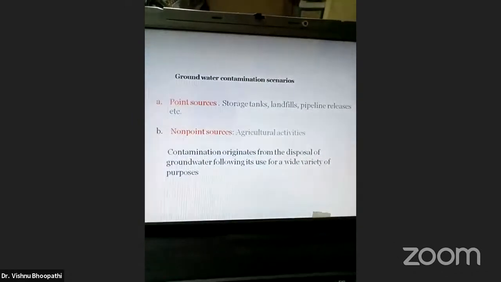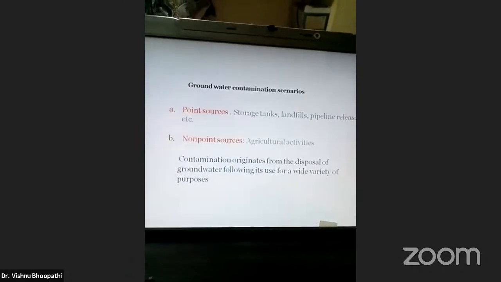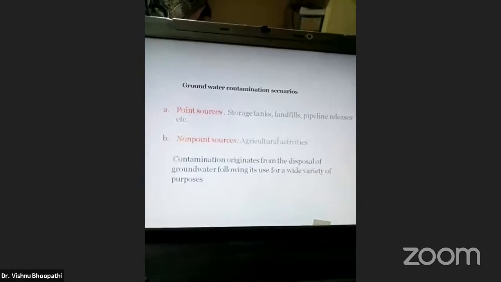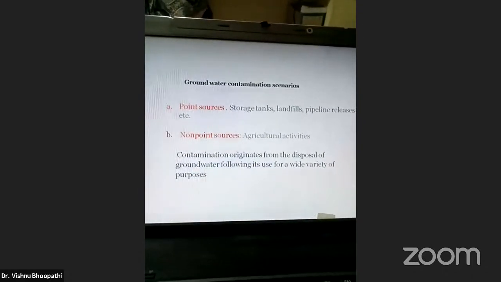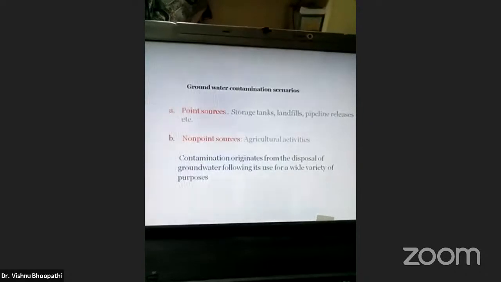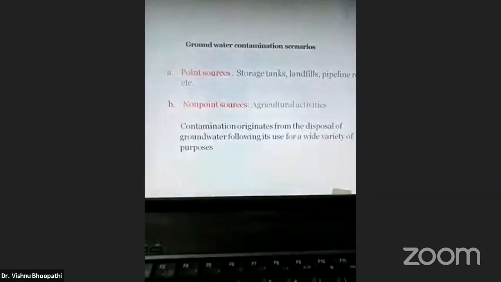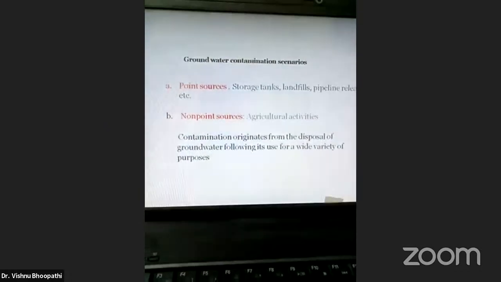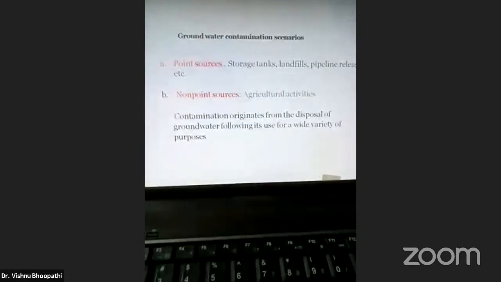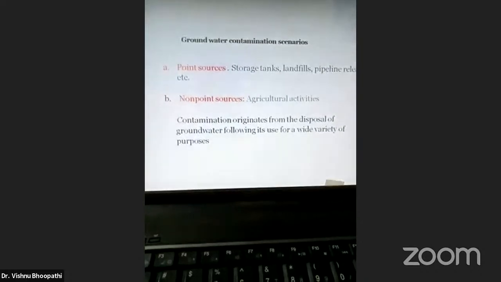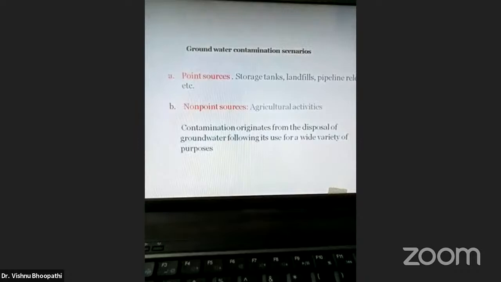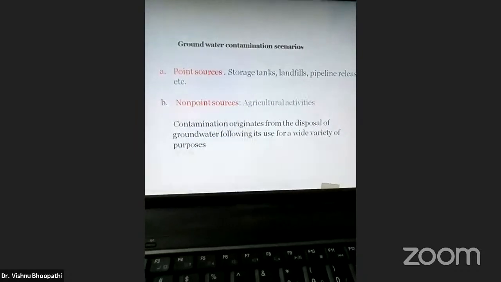Groundwater contamination has two sources. One is point sources, second is non-point sources. Point sources include storage tanks, landfills, pipeline releases, etc. If we go into non-point sources, agricultural activities are included, and the contamination originates from the disposal of water following its use for a wide variety of purposes.